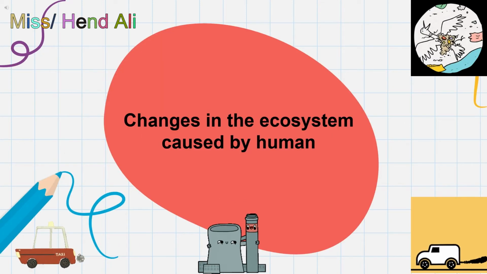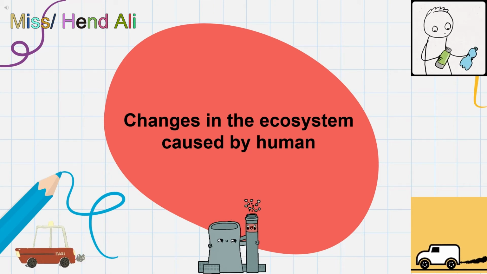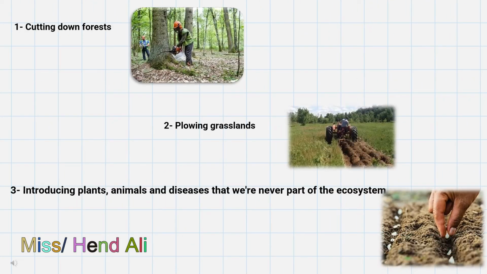Now let's talk about the changes in the ecosystem caused by humans. 1. Cutting down forests. 2. Plowing grassland. 3. Introducing plants, animals, and diseases that were never part of the ecosystem.